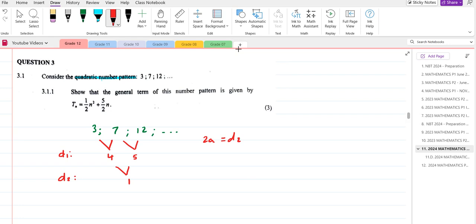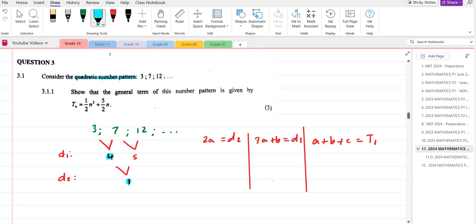The second formula, 2a equals d2, we use 3a plus b equals d1, and the last formula we use is a plus b plus c equals term 1. So there's your difference 2, there's your difference 1, and there's your term 1, because this is your Tn here. Now 2a is equal to 1, so a is equal to half.